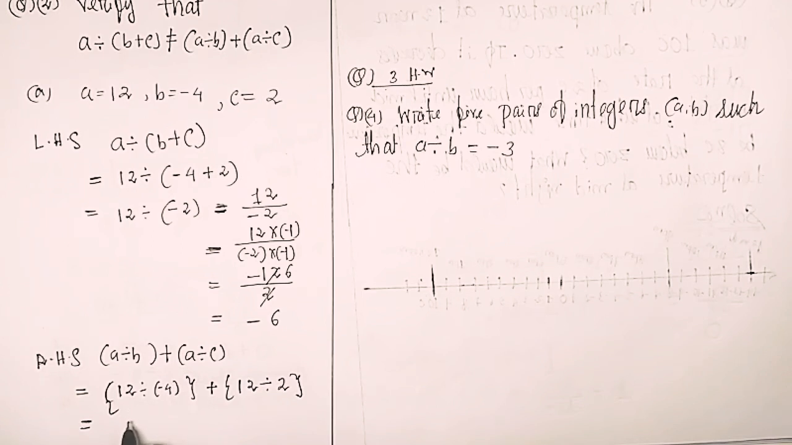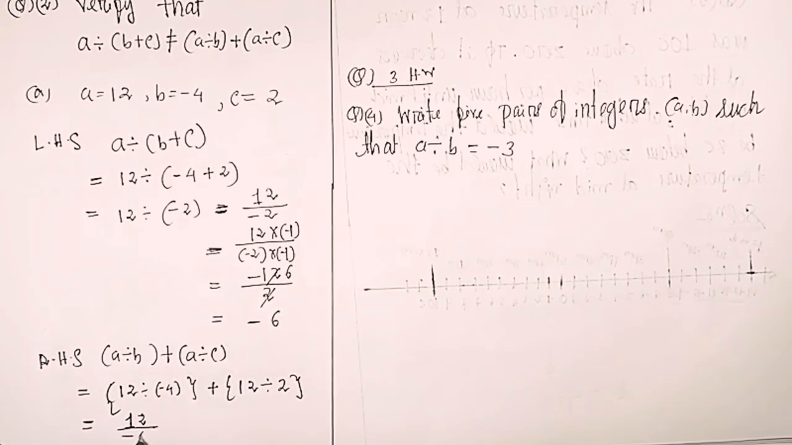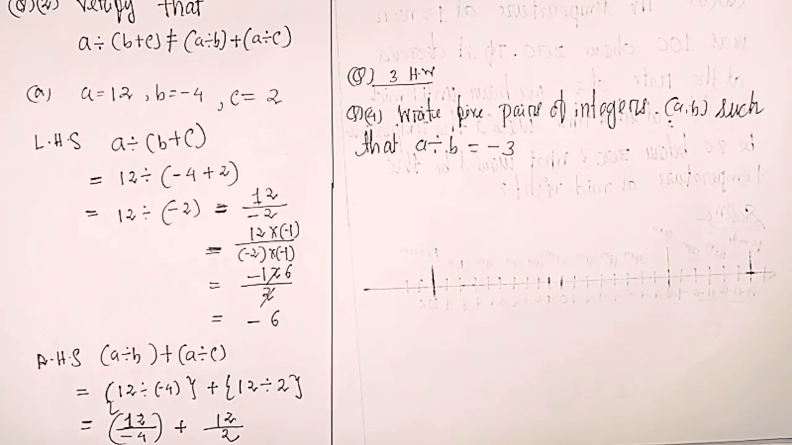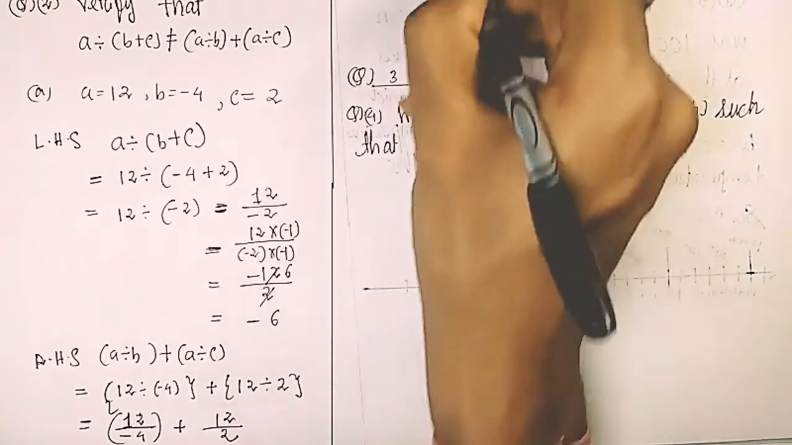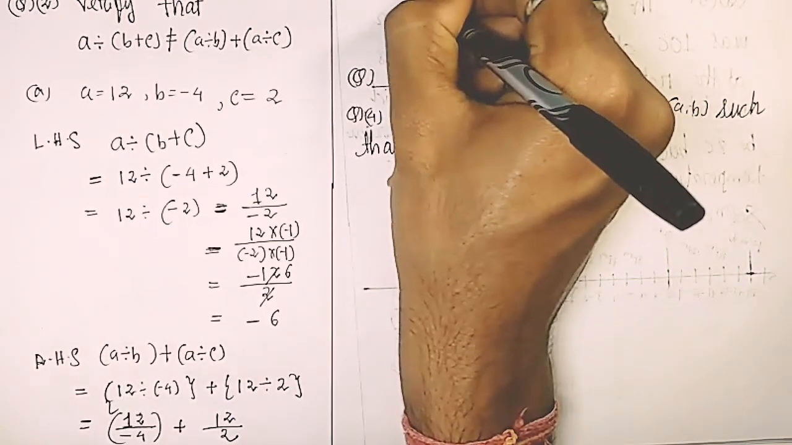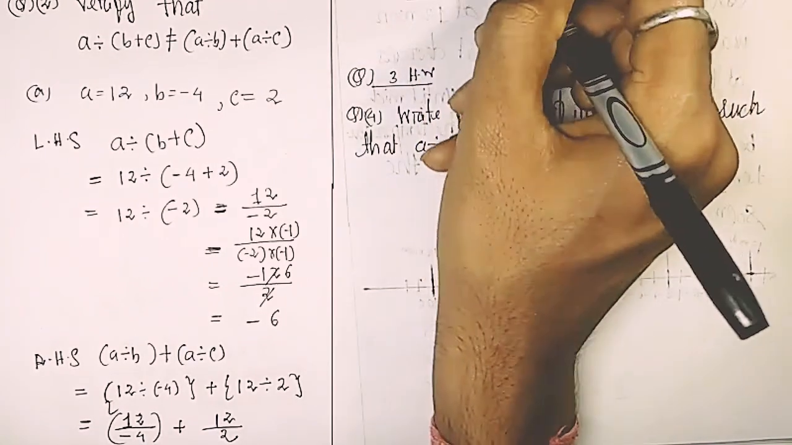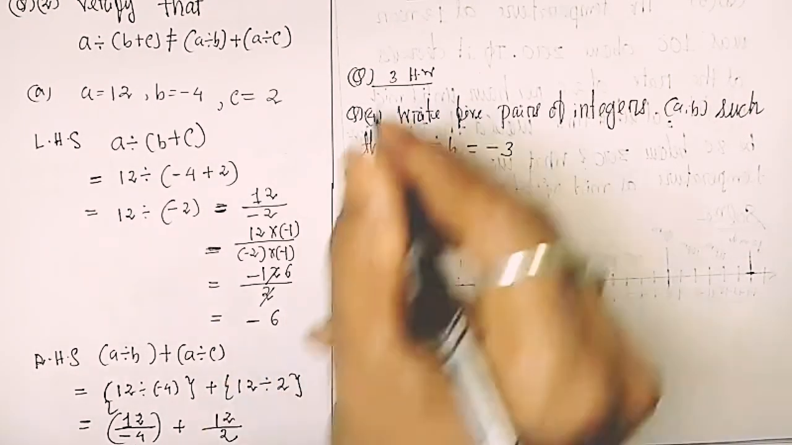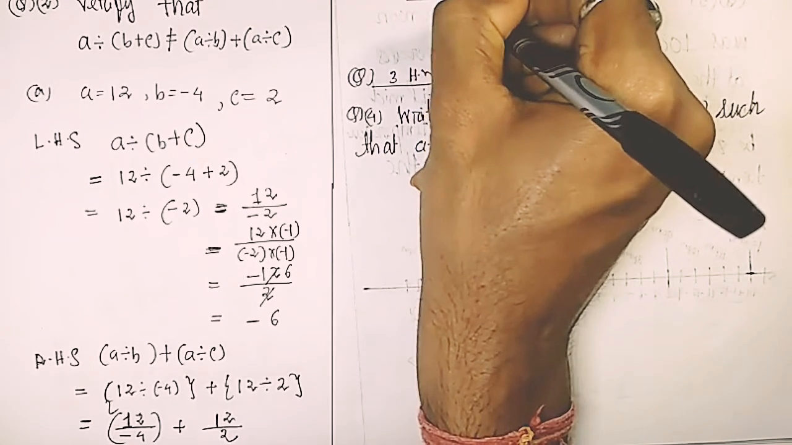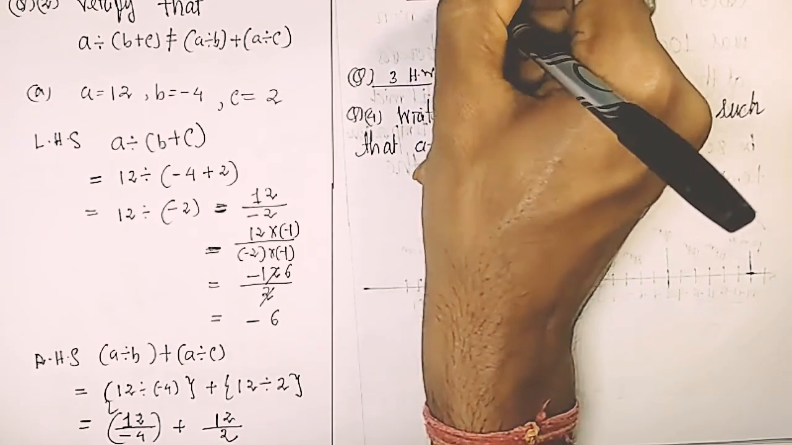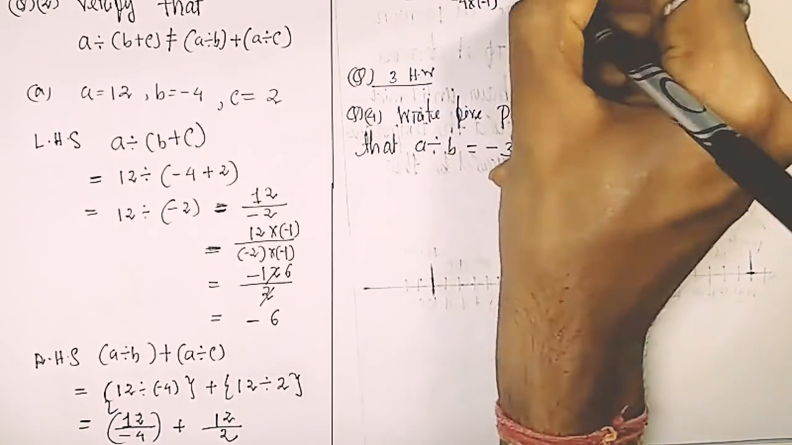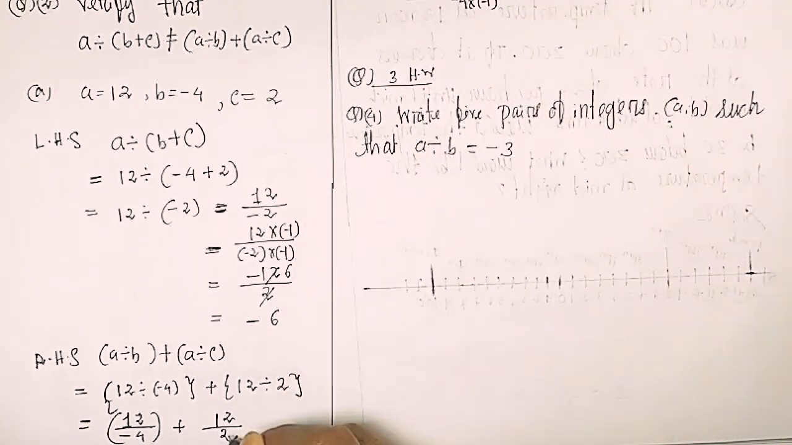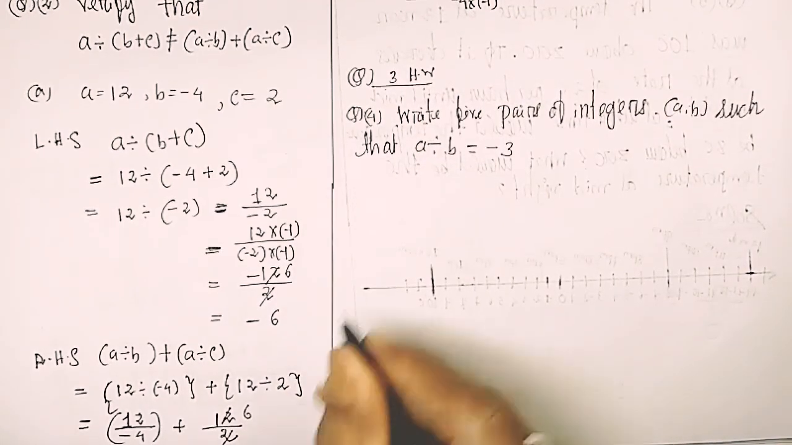So 12 divided by minus 4, plus 12 divided by 2. So minus 4 is there, so it's minus 4 into minus 1. 12 into minus 1 plus 12 divided by 2.